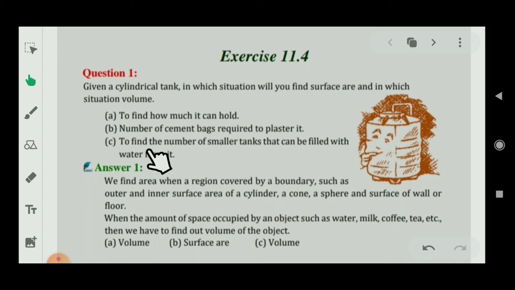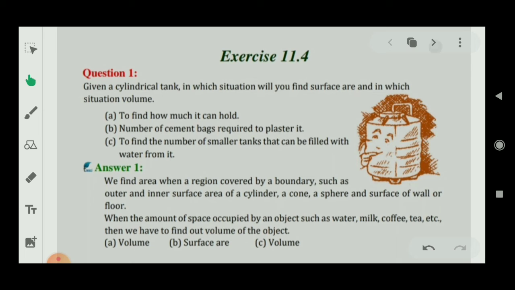And the C part is to find the number of smaller tanks that can be filled with water from it. That means it is also a volume. Let's see the solution again. We find area when a region is covered by a boundary such as outer and inner surface area of a cylinder, a cone and a sphere, of wall or floor. When we consider the amount of space occupied by an object such as water, milk, coffee, tea and etc., then we have to find out volume of the object. The A part is volume, B part will be surface area and the C part will be volume.